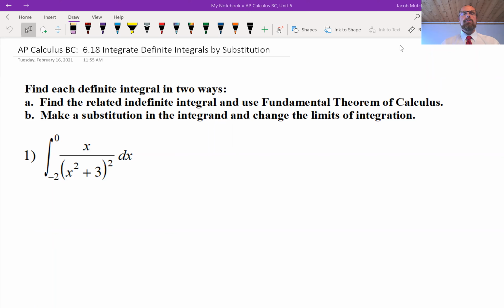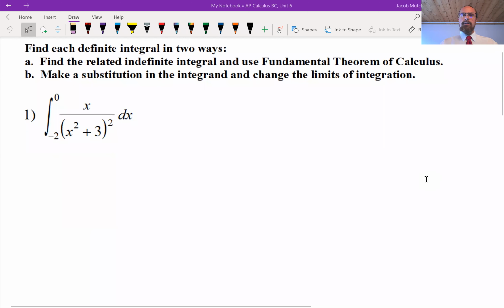The first way is to find the related indefinite integral and then to put back my limits of integration and evaluate using the fundamental theorem of calculus. And then the second way is to make a substitution in the integrand and change the limits of integration. Well, let's investigate this first example in those 2 different ways.